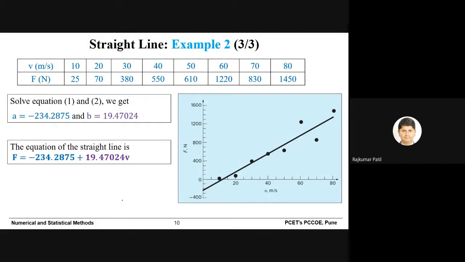Once you do it, you can extend this line backward as well as forward. You can find out the unknown for any next value of V, or for values of V which may be on this particular side. Of course, the velocity cannot be negative; that is a practically impossible situation. So it is better to predict the value on the positive side. So that can be done.